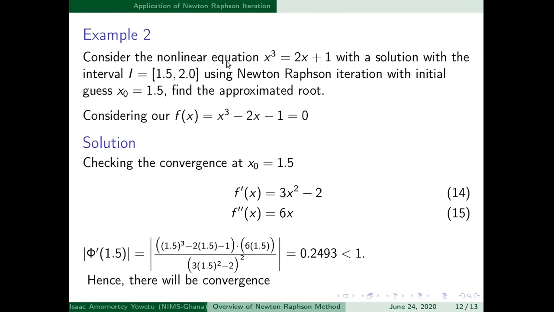Now, I want to look at the second example. Having this equation, which is a linear equation, and this interval, with this initial guess, we want to find the root. So we rewrite the function in terms of this. We are sure that there is going to be convergence with this initial guess. If we still want to do the check to be sure that there is going to be convergence with this initial guess, you can follow this. So first, the first derivative gives rise to this. The second derivative also gives rise to this. When we substitute our initial guess, we get 0.2493. It's less than 1, so we are sure that it's going to be convergent.